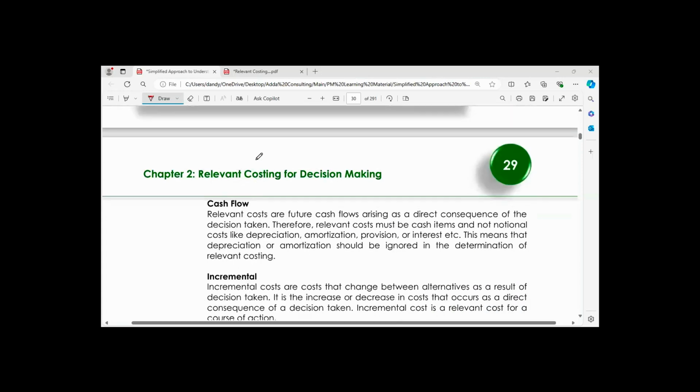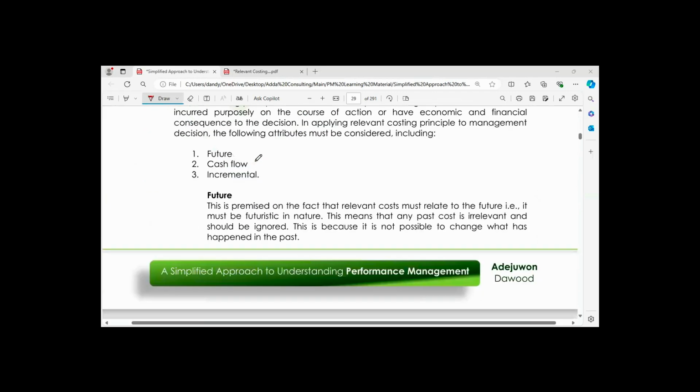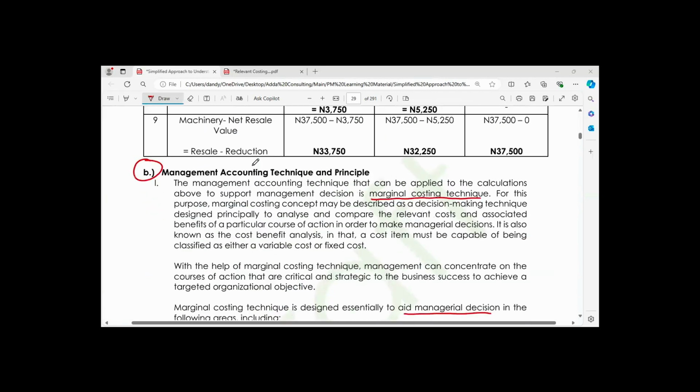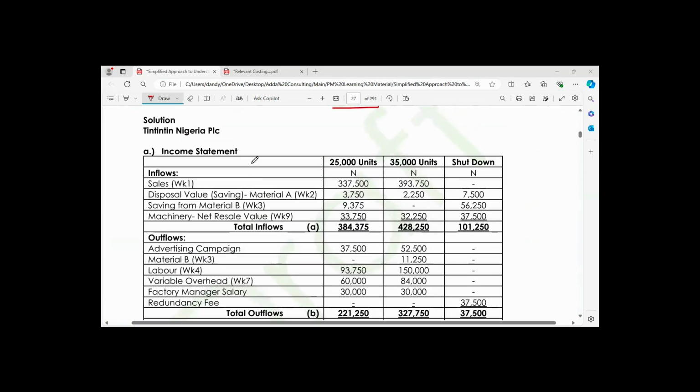No, no, you have to buy material B. Remember, when you look at the question, let's go back to the question. Let me show you.